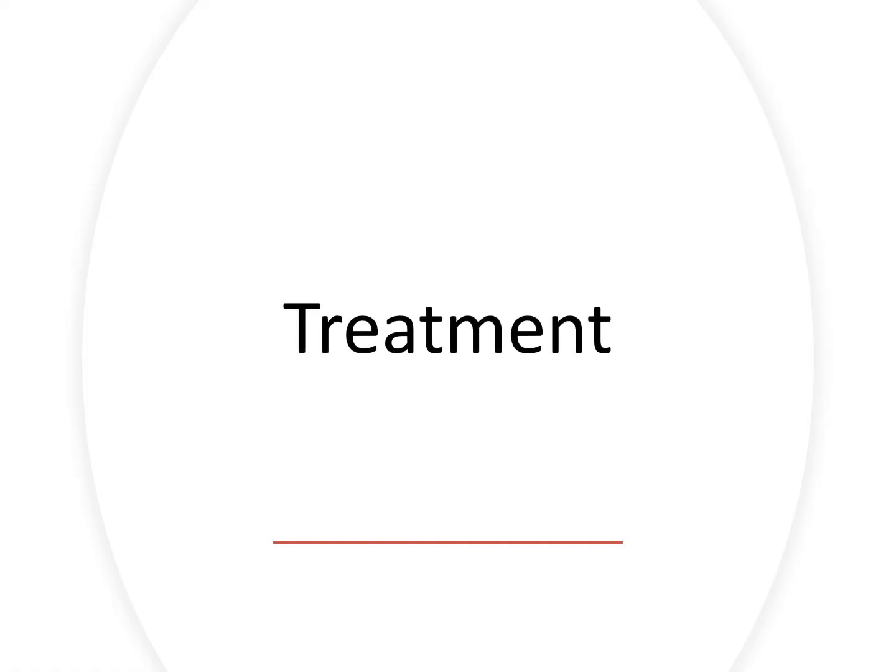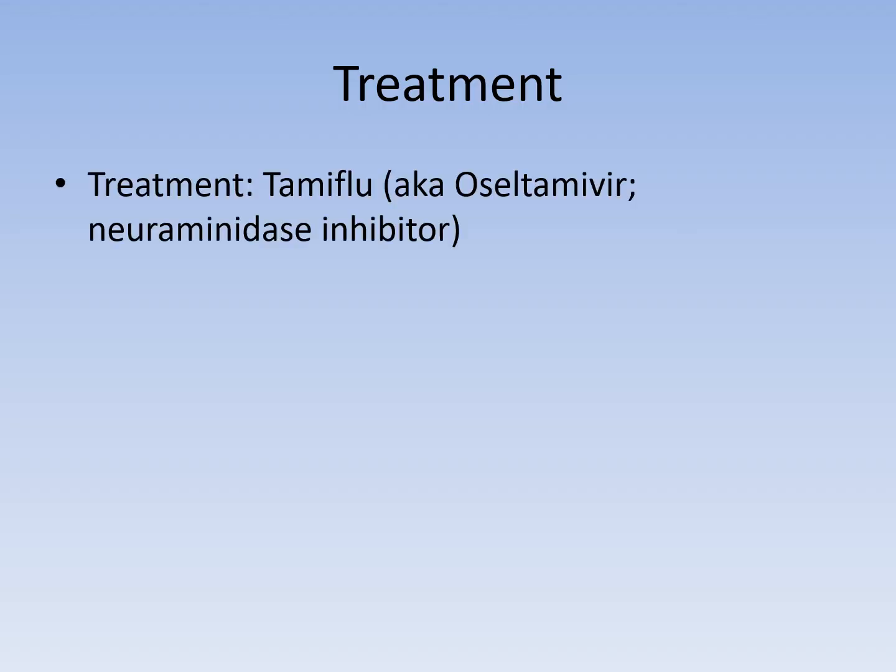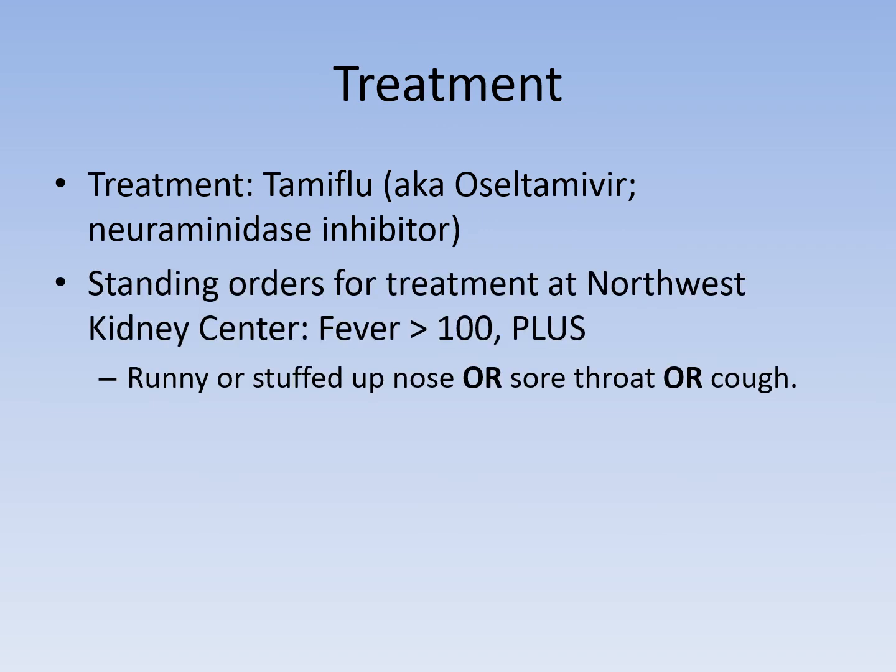So just a brief word on treatment. If hygiene and vaccination don't prevent the disease, and someone gets influenza, what can we do? There are a few medicines available. The most commonly used one is called Tamiflu or oseltamivir. It is a neuraminidase inhibitor.